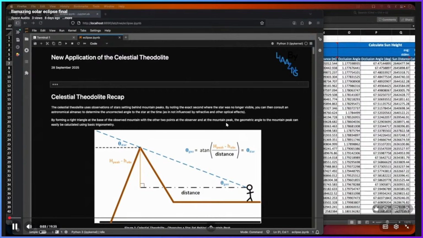Hello, this is Lamazing, and I'm going to present a new application for the celestial theodolite today. But first, let's recap what it is for those who don't know.